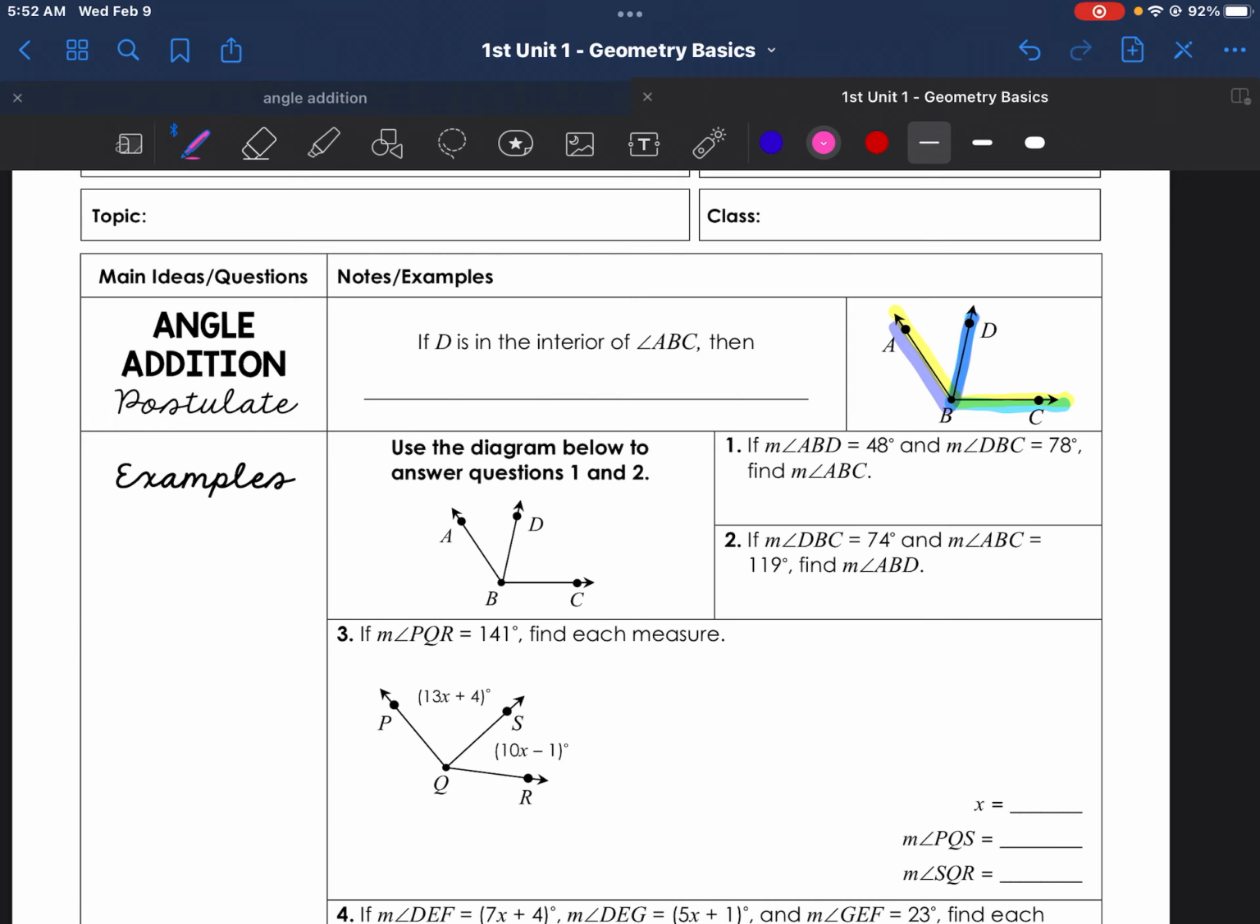So I'm going to write that down. Measure ABD plus the measure of DBC will equal the measure of ABC. Just like how I said it, you're going to add these two smaller angles to get the big angle.